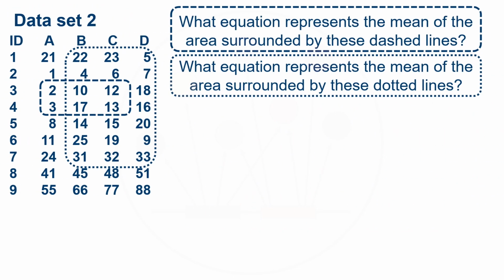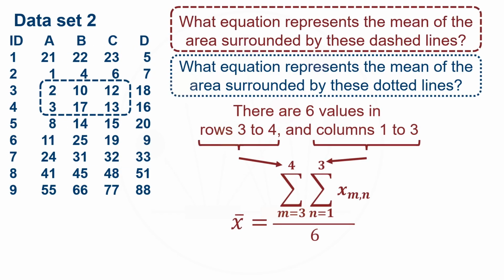Now we can look at a question where we try to come up with the double summation that represents the mean of the values, represented by the rectangle using the dashed line or the dotted line. So for the area represented by the dashed line, that's those 6 values. It's rows 3 to 4 and columns 1 to 3. So our double summation would go from 3 to 4 for the first subscript dummy variable, and 1 to 3 for the second subscript dummy variable. So we could have the summation of x_m,n, m from 3 to 4, n from 1 to 3, and then all divided by 6 because there are 6 values to get the mean.